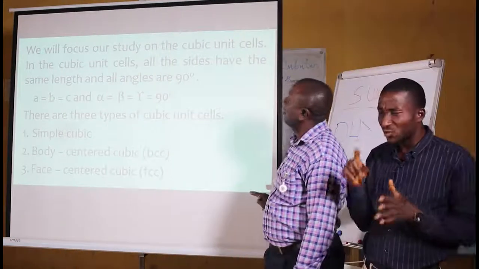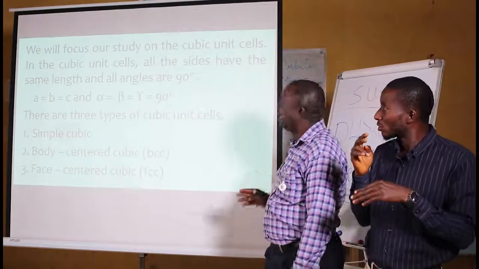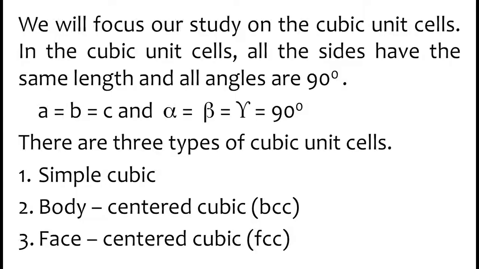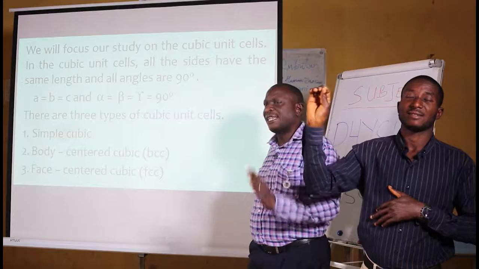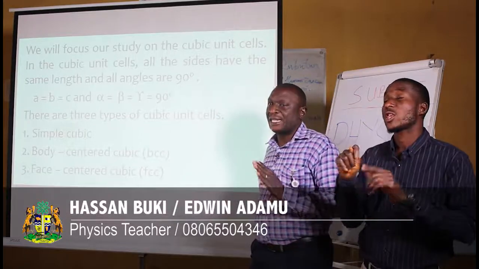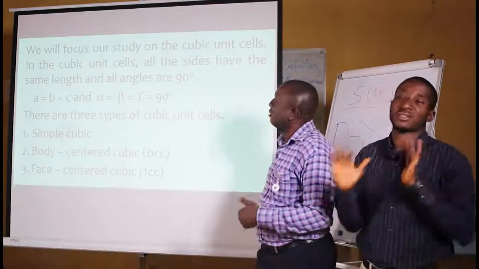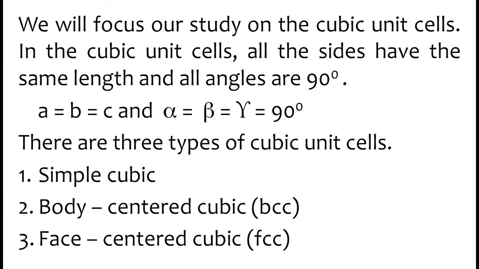Now for this study, we will focus our study on cubic unit cells only. In the cubic unit cells, all the sides have the same length and all the angles are the same, and that is 90 degrees. All the lengths are the same, all the angles are the same, and each angle is 90 degrees, which means that small a equals small b equals small c, and our angles alpha equals beta equals gamma equals 90 degrees.